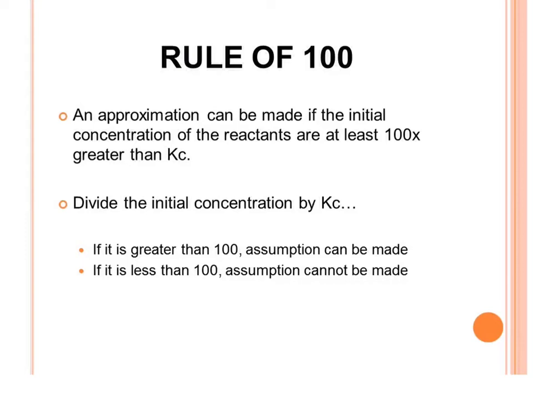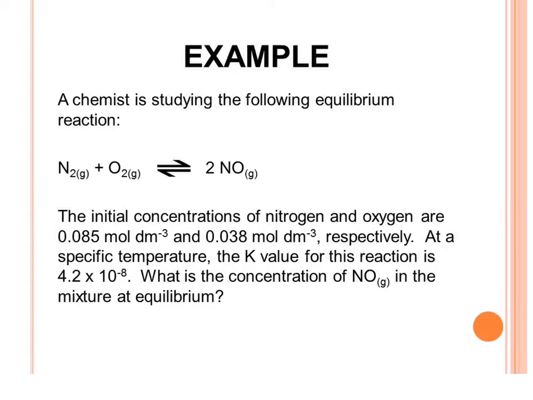The way that we're going to use this rule is we're going to find the smallest initial concentration we have and divide it by Kc. If the number is greater than 100, we can make the assumption that the concentration of the reactants initially is approximately the same as what it will be at equilibrium. If it's less than 100, the assumption can't be made, and we would have to use the quadratic formula to solve the problem. So let's see this in action.